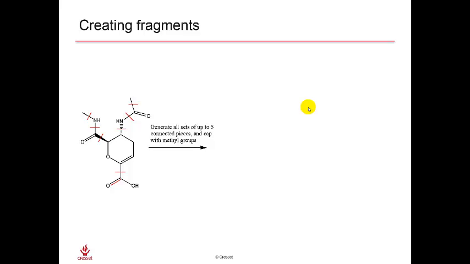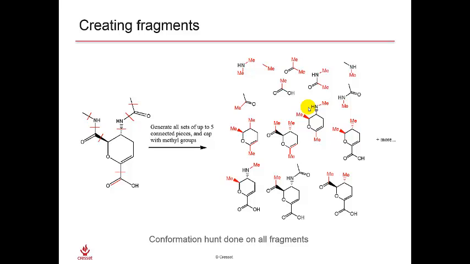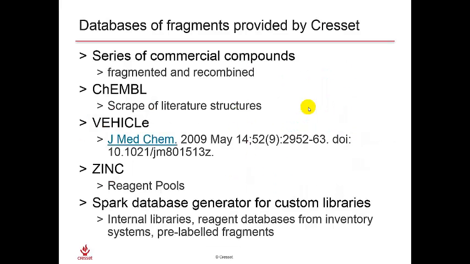Once the fragments are generated, they're conformationally populated. Within Spark, we include fragment libraries generated from commercially available compounds and place them in databases that are coded by how often the fragment appears. For example, very common, common, less common, etc.